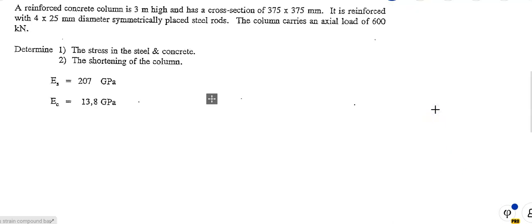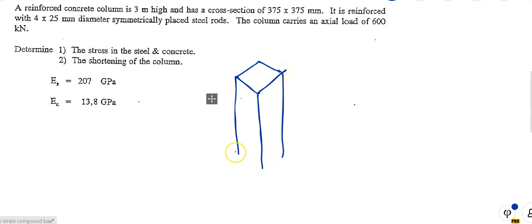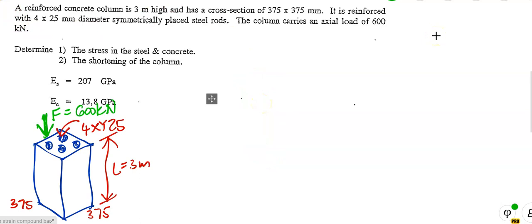Right, so I think I'll draw it over here somewhere. So there's a column. I think I'll rather move that to the side. Okay, people, I'll move that sketch to the side there.